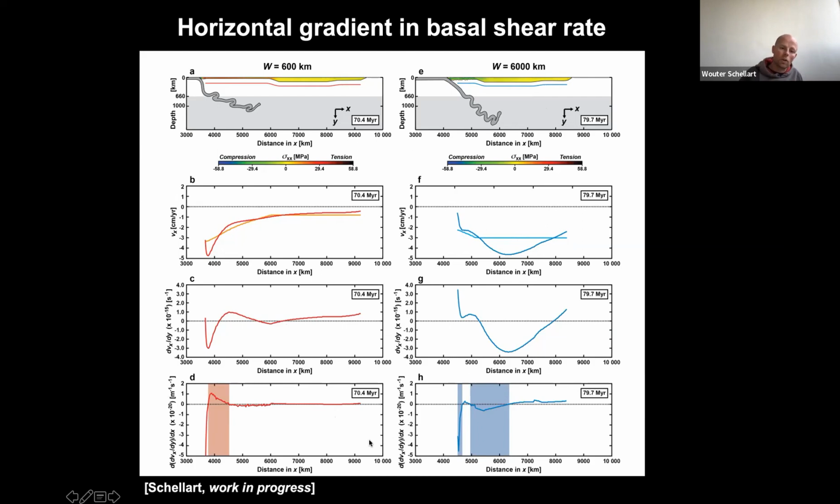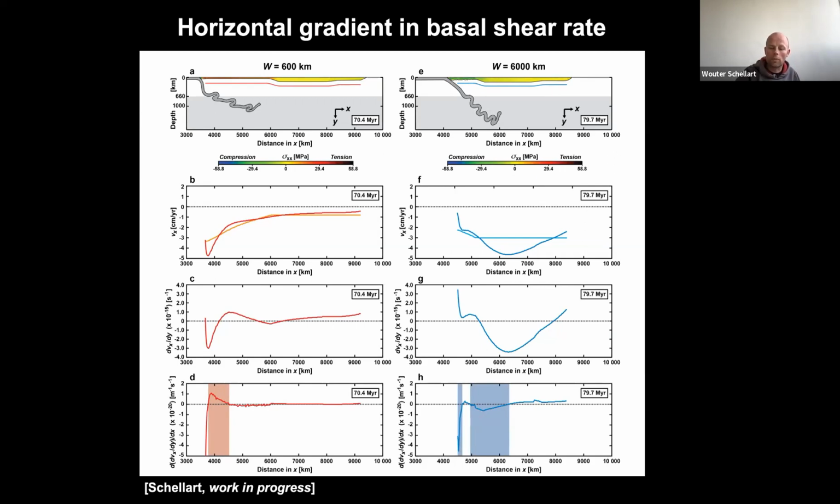So we can get the gradient in horizontal shear rate at the base of the overriding plate. And we can see here the difference in shear rate gradient. It's basically the horizontal gradient towards the trench of the shear rate below the base of the overriding plate. We can see for the narrow slab model close to the trench here, the shear rate gradient is actually positive, and this positive gradient induces extension in the overriding plate. Whilst for the wide slab model, it's mostly negative here, indicated in these blue bands, these blue regions. And so this induces shortening in the overriding plate.